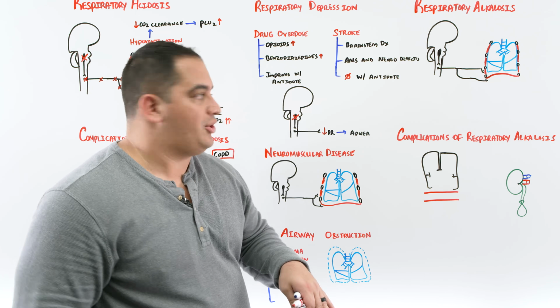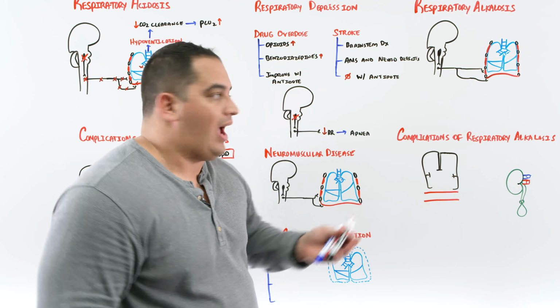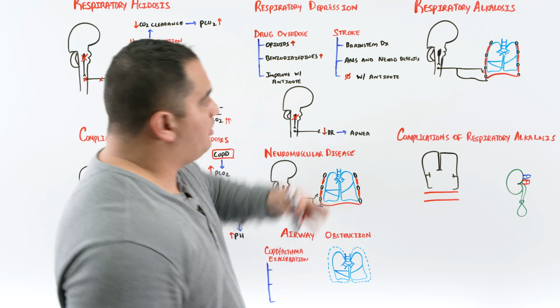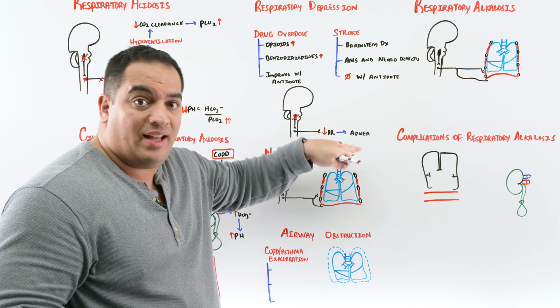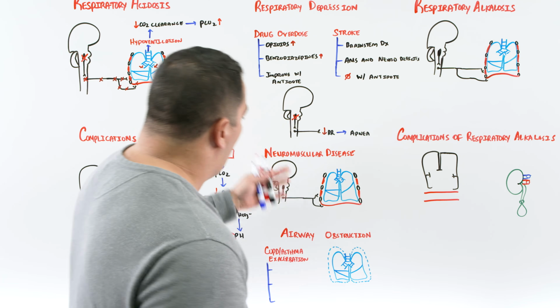thinking that it's a stroke pathology. And then you should get to the CT scan or an MRI. All right, that covers respiratory depression. Not too bad, right? But basically the concept is that they're not breathing, they're not ventilating, so they're not going to clear the CO2. What about neuromuscular diseases?